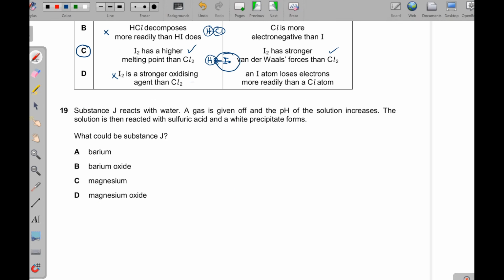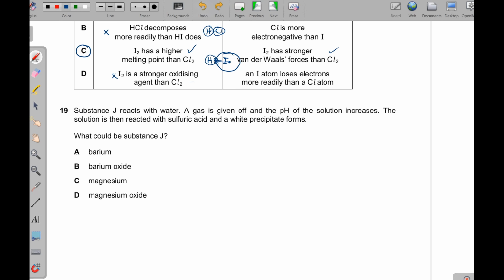Question 19, substance J reacts with water. A gas is given off and the pH of the solution increases. That means here we are getting a hydroxide. Then the solution is then reacted with sulfuric acid and a white precipitate forms. Then they say, what could be substance J?